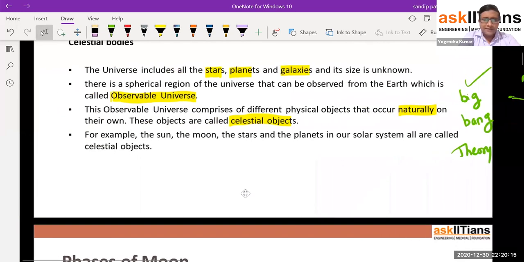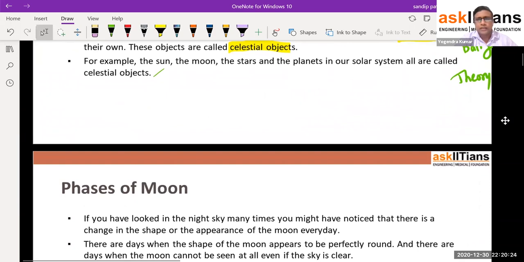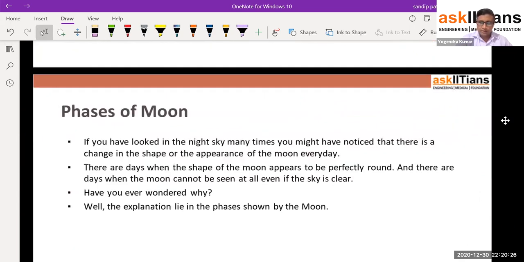Then, as we have seen, all the systems, planets, and galaxies are celestial objects. Now the important thing to study here is the phases of the moon. You know the moon. The moon is the natural satellite of Earth, right? So what is the meaning of phases of the moon?